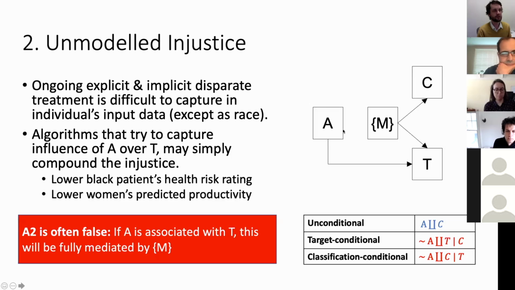And then if you try and rectify this, by trying to constrain the data set in some various ways, what that will require is that you lower black patients' health risk rating, or you lower women's predicted productivity in the classifier, right? But the only reason you're doing that is because you're simply modeling injustice into the classifier.